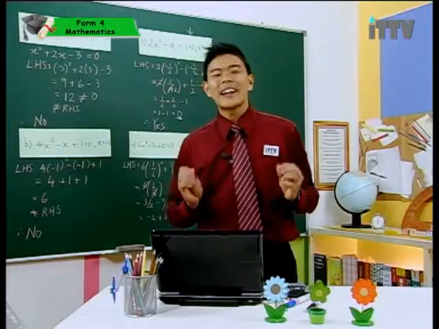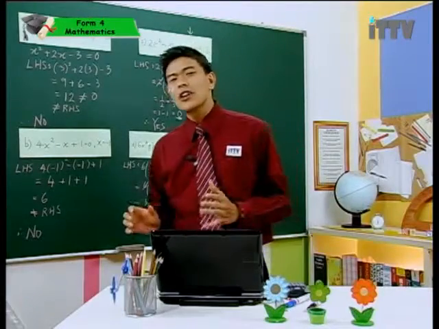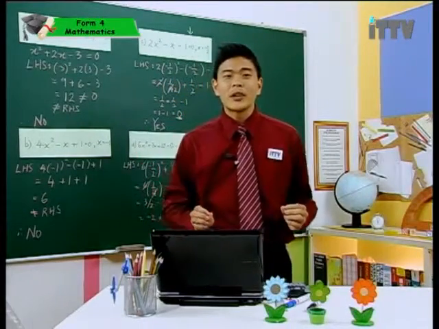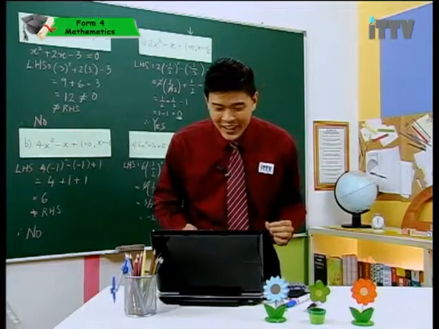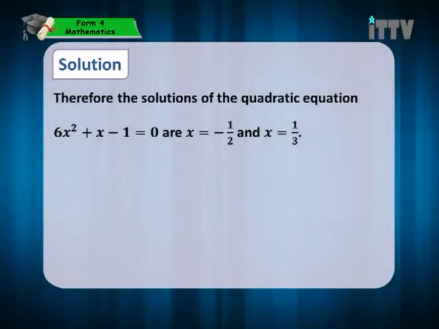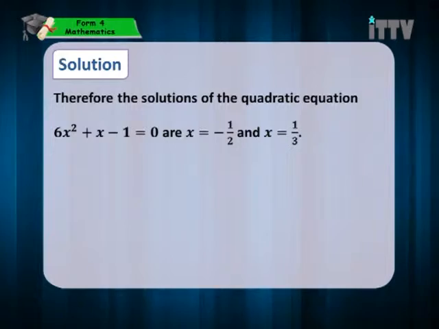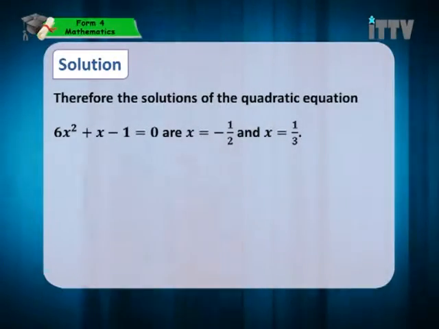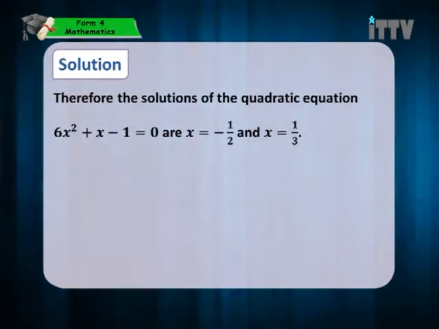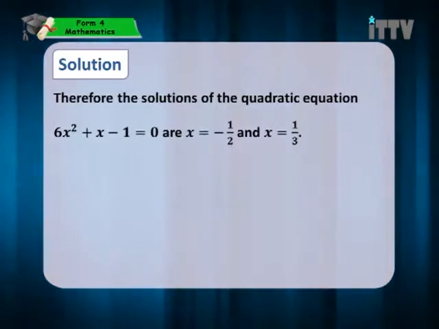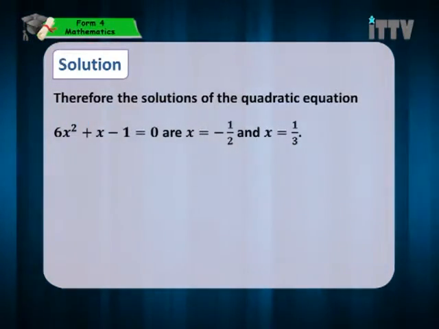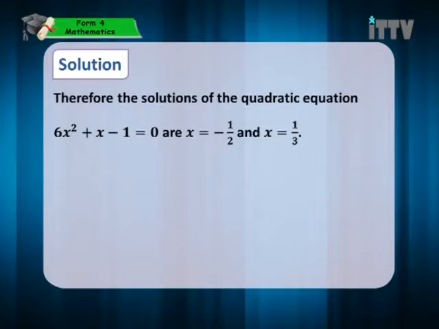Once you have managed to identify all the roots of the equation, write them down in a simple conclusion. So therefore, the solutions of the quadratic equation 6x squared plus x minus 1 equals 0 are x equals negative half and x equals 1/3.